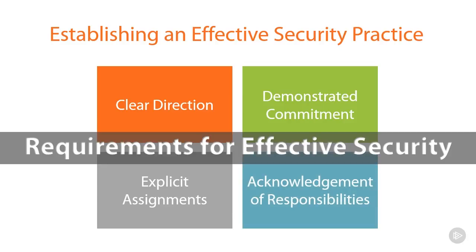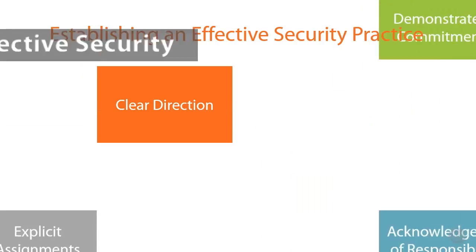And then there's finally acknowledgement of responsibilities. Everybody that has a responsibility within the security organization has to understand what that responsibility is. Leadership has to deliver the expectations to these different roles. Those roles have to acknowledge that they own those responsibilities and that they're expected to perform accordingly. Let's take a look at each of these one at a time.